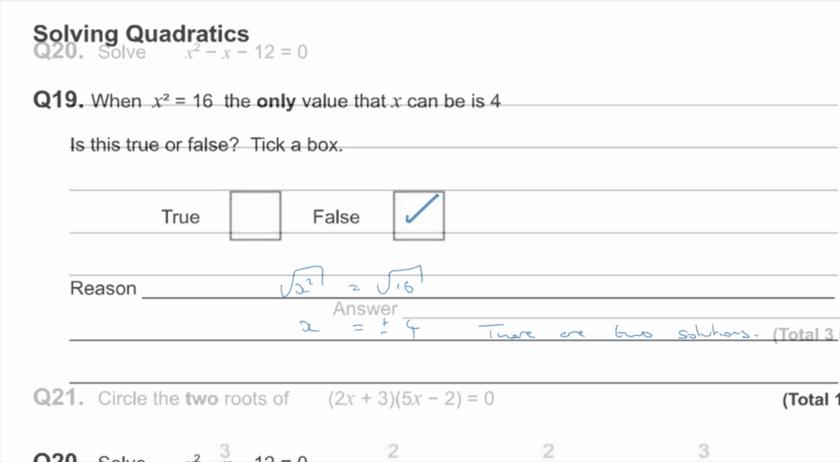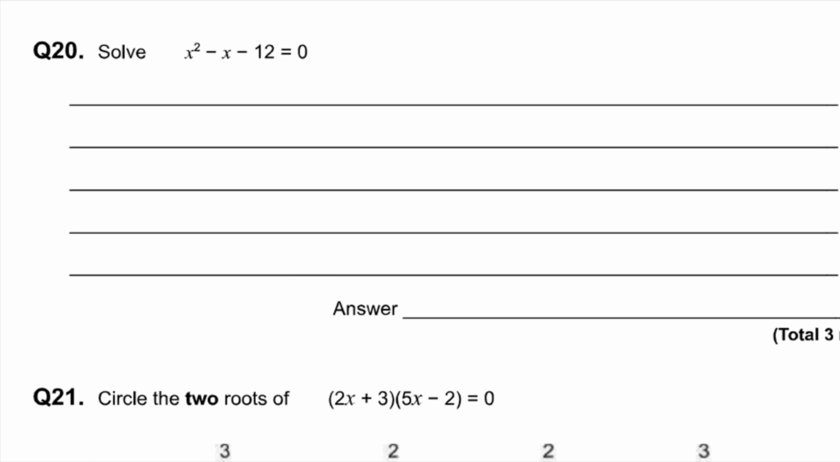Okay, I think that's good enough. Question 20, solve x squared minus x minus 12 is equal to 0. So we're going to start off like we did earlier by looking to see if we can factorise first. So does it factorise into two brackets like this? Let's take that number on the end, 12, and think about the factor pairs of 12: 1 and 12, 2 and 6, 3 and 4.